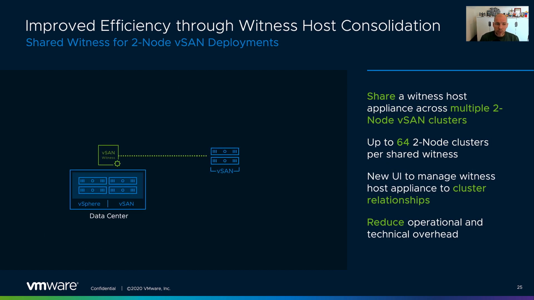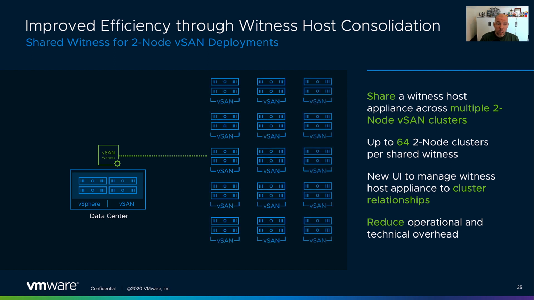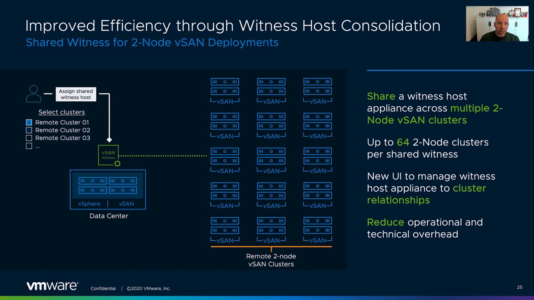Now, one of the other things that we've introduced, which will make life a lot easier when it comes to scaling and managing an environment, in my opinion, is the ability, when you have multiple 2-node configurations, to share the witness node that you've deployed. So in the past, when you've created a 2-node configuration, you needed a dedicated witness appliance, or potentially a physical host, allocated to that 2-node configuration. Starting with vSAN 7.0 Update 1, we now provide the ability to connect 64 2-node clusters with a single witness appliance.